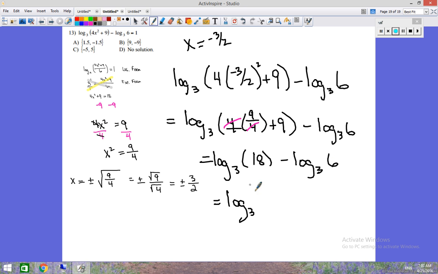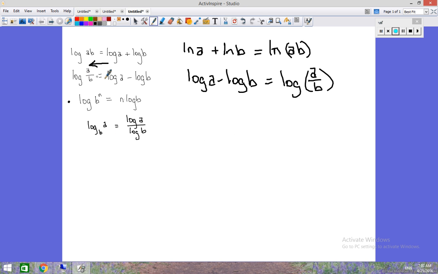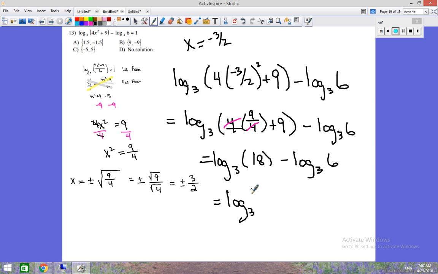And 18 divided by 6, because we have the quotient rule that says if you have the log of a quotient, it equals the difference of the logs, or we're looking at it in the other direction, saying if you have the difference of two logs, you can write it as a single logarithm. And 18 divided by 6 is 3, and log base 3 of 3, well, 3 to the first power is 3. Remember that logarithm equals an exponent, so hey, this does equal 1.